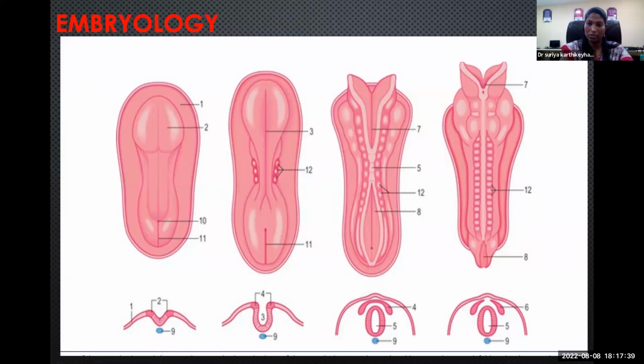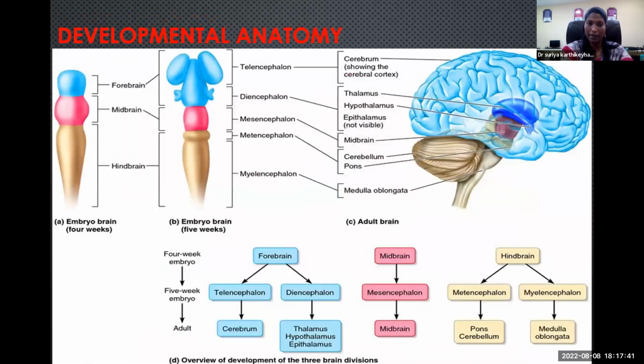So what happens in the next stage? This is about developmental anatomy. What you are seeing is the embryo at 4 weeks of gestation. These are all just schematic diagrams to understand. This is the cranial part of the neural tube, where it is distinguished into forebrain, midbrain, and then hindbrain. Now we have 3 parts. What happens in the next stages?